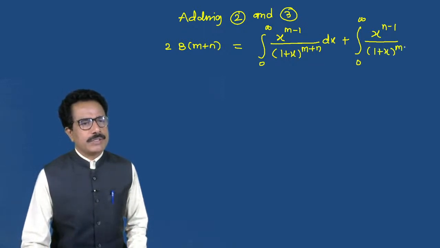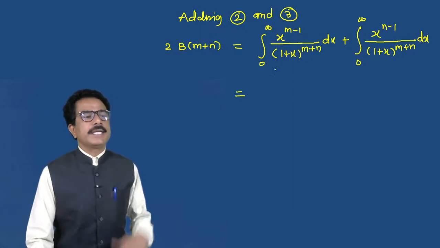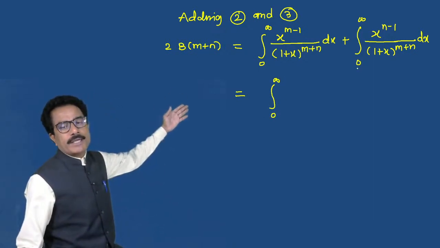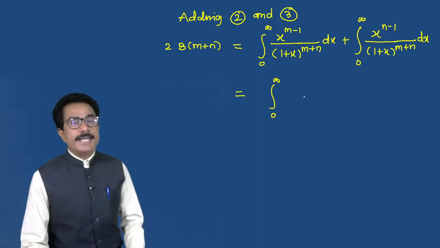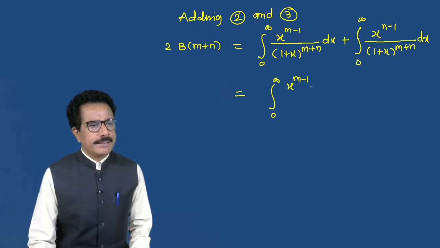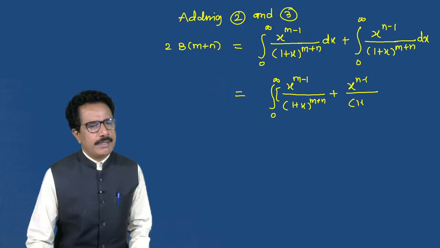divided by 1 plus x raised to m plus n dx. Actually, both the integrals have the same limits, so we can add them in a single integral from 0 to infinity of x raised to m minus 1 divided by 1 plus x raised to m plus n plus x raised to n minus 1 divided by 1 plus x raised to m plus n, dx.